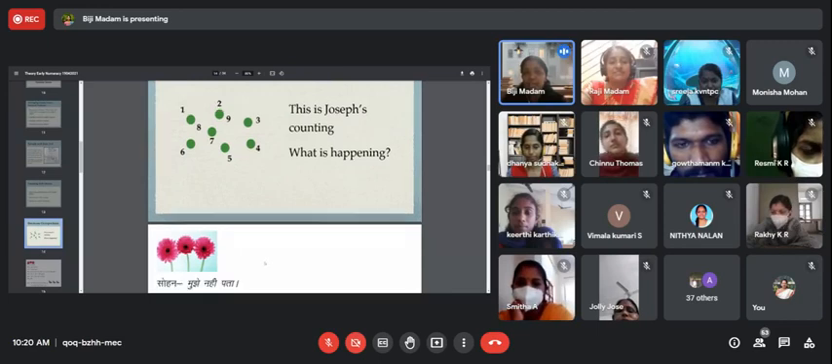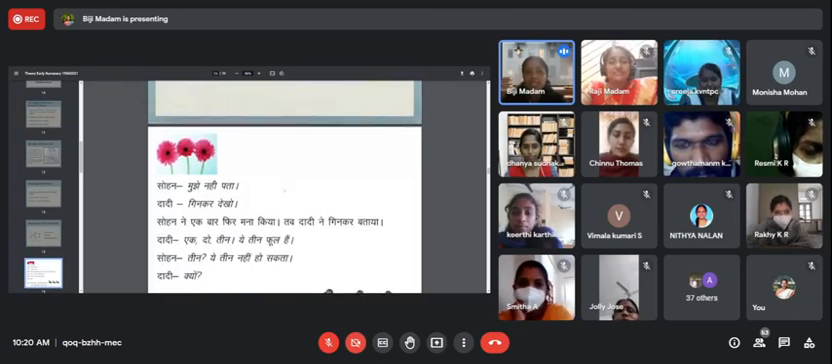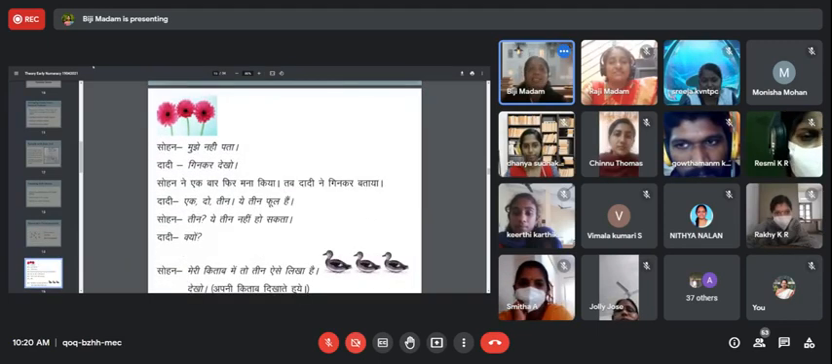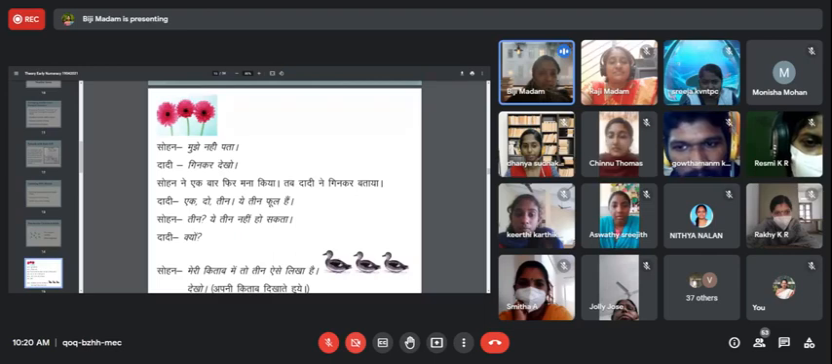And here in this next slide, you can see a daddy or grandparent showing a picture of 3 flowers, and the child is asked to count and tell how many.